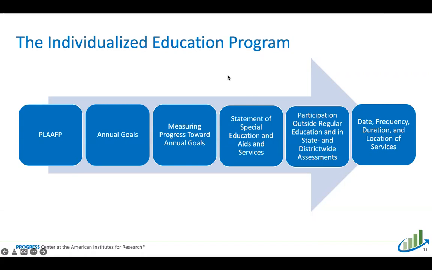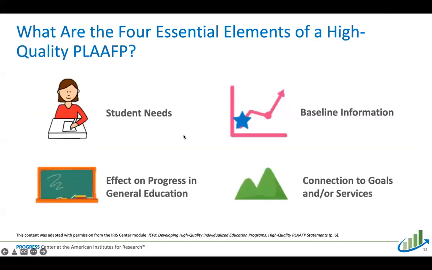So one of the things that the tip sheet points out are these 4 essential elements for the PLAAFP statement, that it's the starting point. It needs to be comprehensive and detailed enough so that the team can set appropriate, ambitious goals in light of the child's circumstances, and plan appropriate supports, instruction, and services. Each annual IEP goal should be directly linked, and the PLAAFP statement should provide justification for each support service that the student will receive as a part of that IEP.